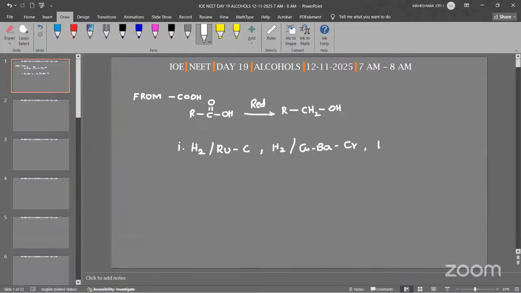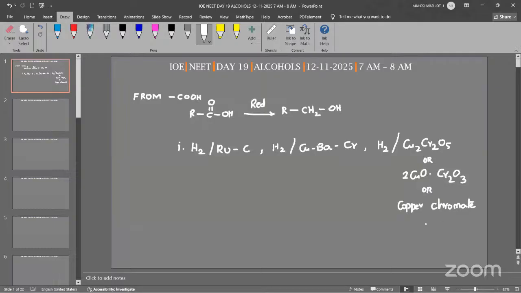Similarly, hydrogenation in presence of Cu2Cr2O5, or the same Cu2Cr2O5, it is cupric oxide and chromium oxide, Cr2O3, or simply we can say copper chromate. Right?